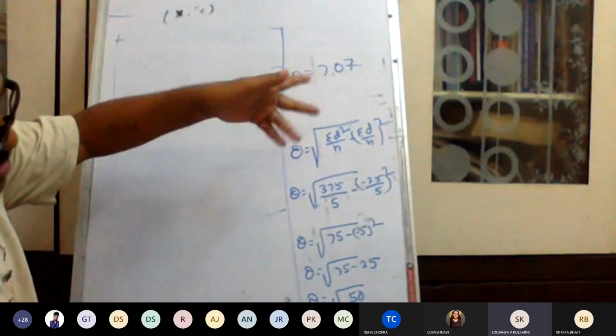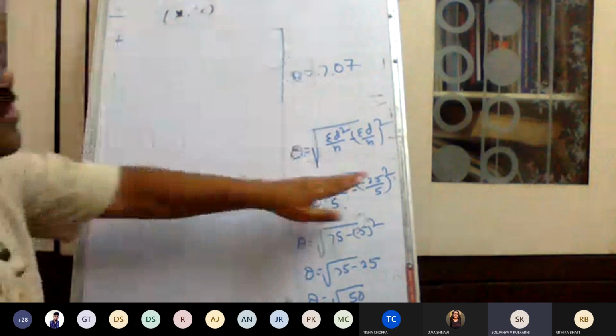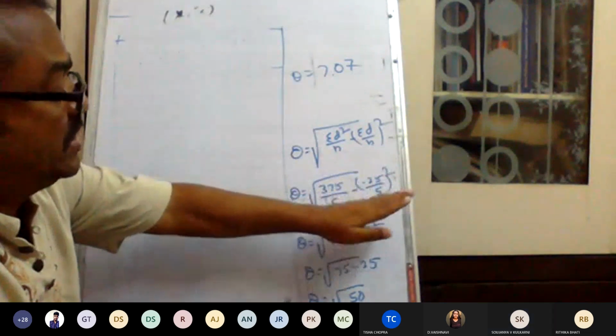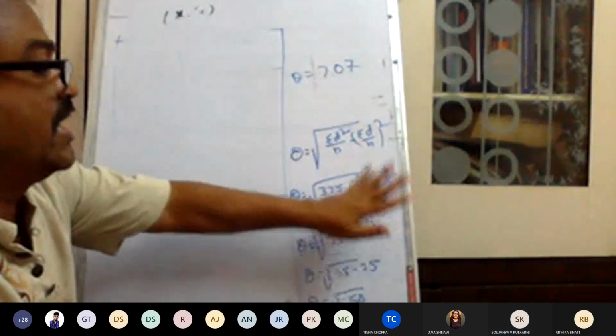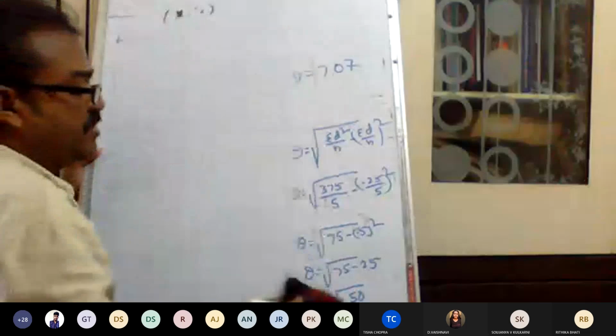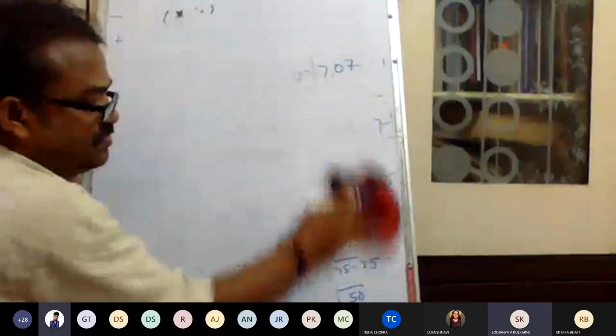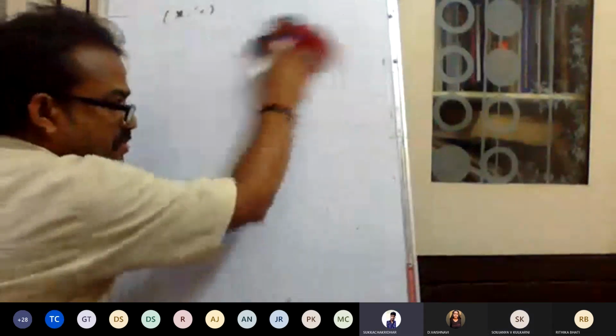So the square is for the whole thing only, no, sir? It will become both. If you take it like this, it will become a lengthy process. Better you first simplify the numerator and denominator. You can simplify, then after that you take the square.